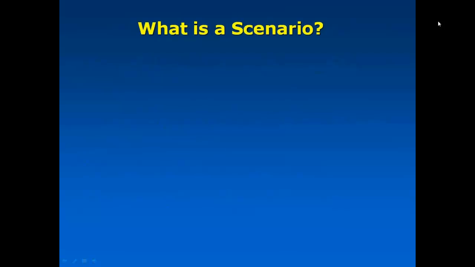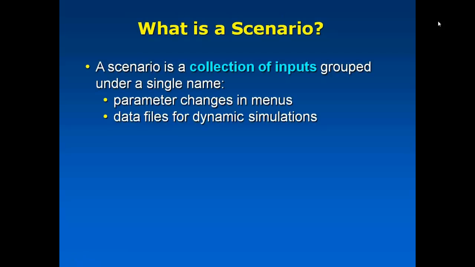So let's start out by talking about what a scenario is. In GPSX, when you're in simulation mode, you've already developed your model and it's running and you're happy with it. You want to run different simulations to investigate different aspects of the behavior of your plant. A scenario is a collection of inputs that are grouped together under a single name. These are parameter changes that you're going to make in one or more menus throughout your plant, and can also incorporate data files that you're using for dynamic simulations.